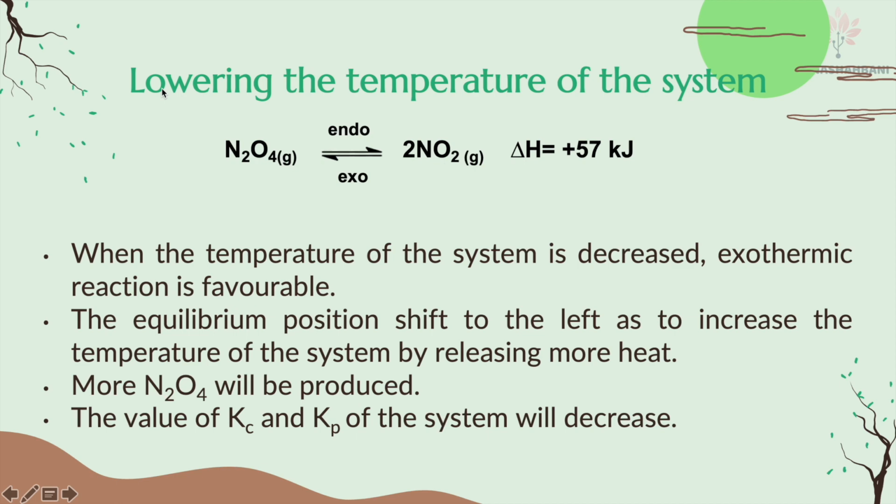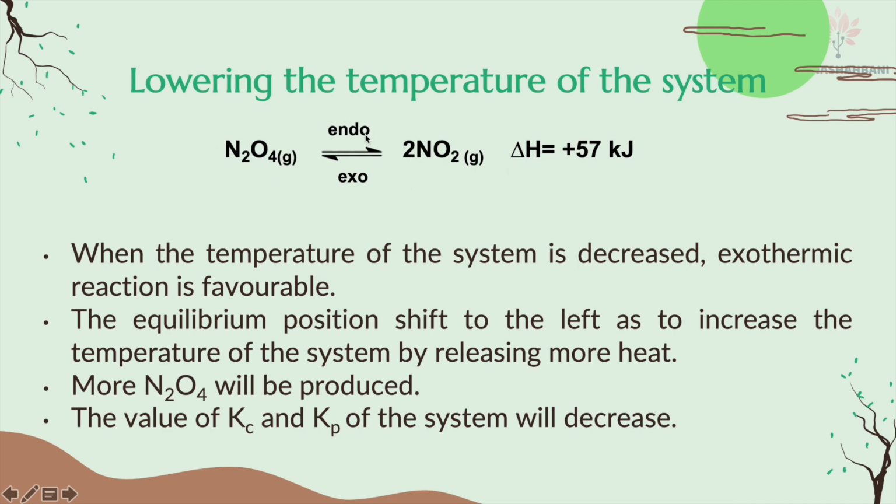Lowering the temperature of the system. This is the equation, and the disturbance is that the temperature of the system is decreased. So you need to increase that temperature again. To increase the temperature again, you need to give off heat into the system. In order to give off heat, you need the exothermic reaction.